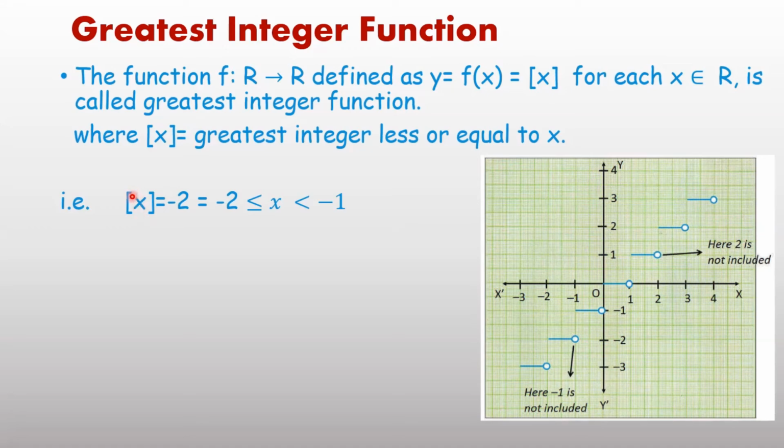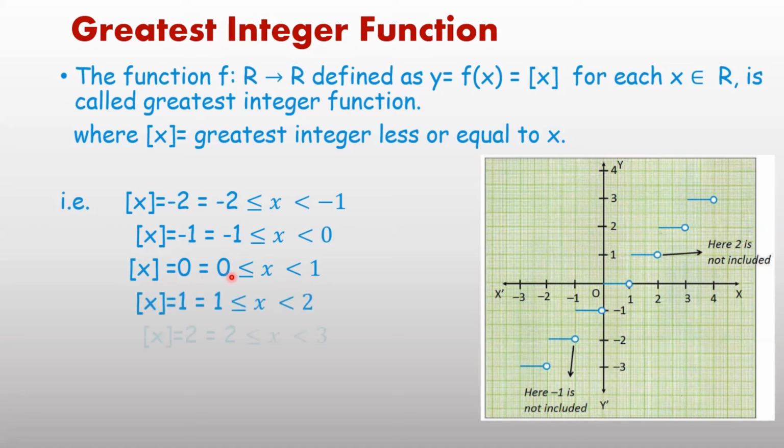Same pattern here. The value is minus 2 if x is greater than or equal to minus 2 and less than minus 1. Similarly, its value is minus 1 if x is greater than or equal to minus 1 and less than 0. Its value is 0 if x is between 0 and 1, including 0. Similarly for 1 and 2.